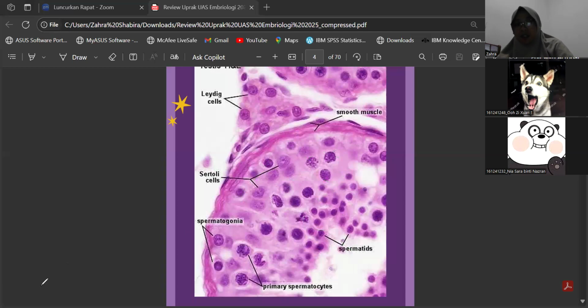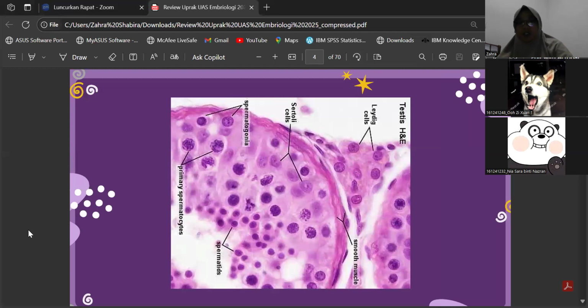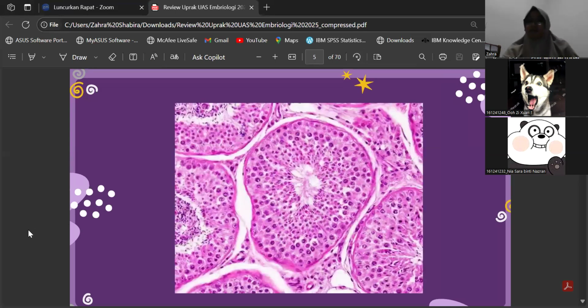This is the recall about spermatogenesis. We continue to the next slide. Okay, this next slide is much clearer, and you can see so many tubules.